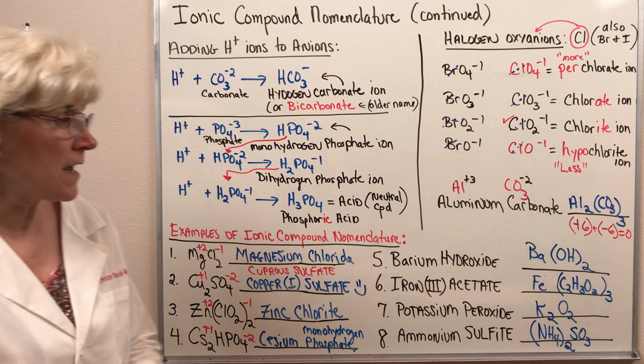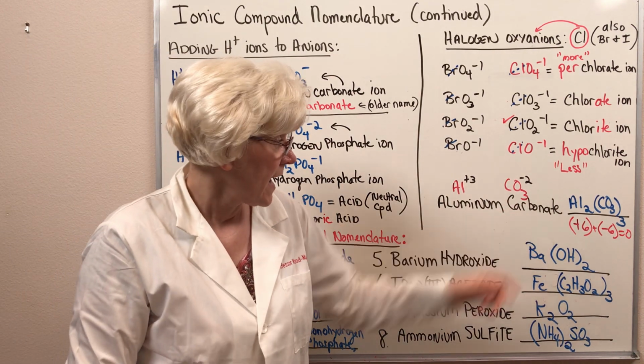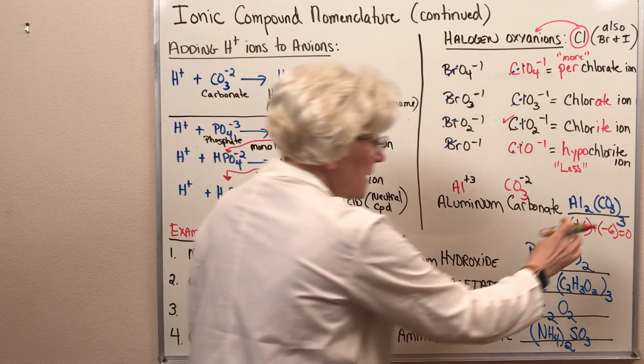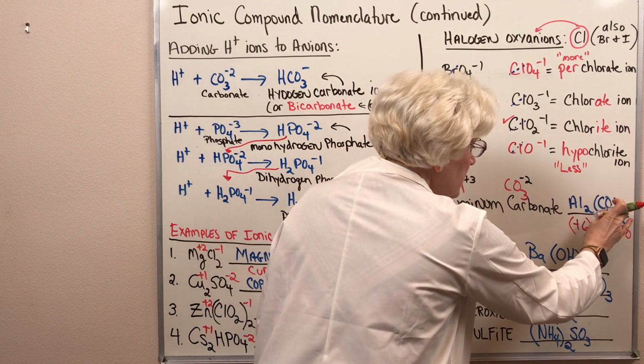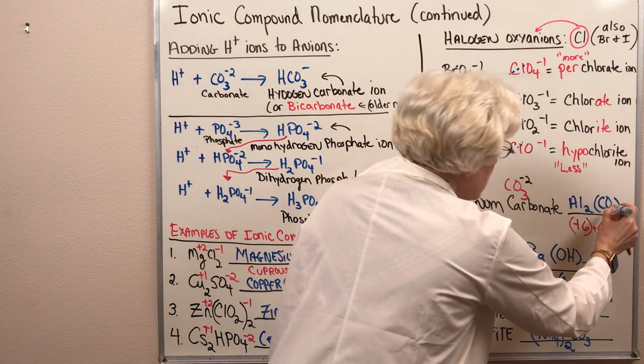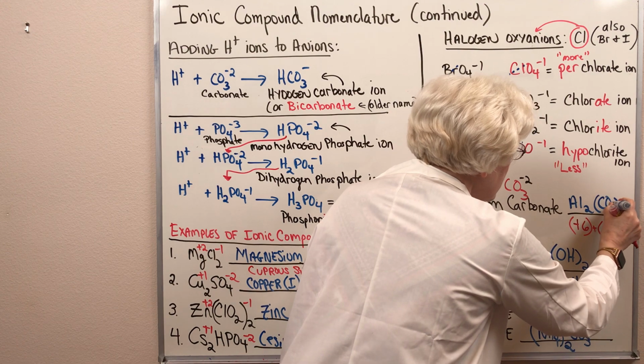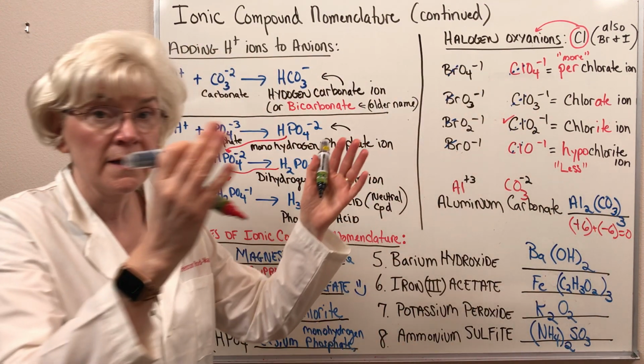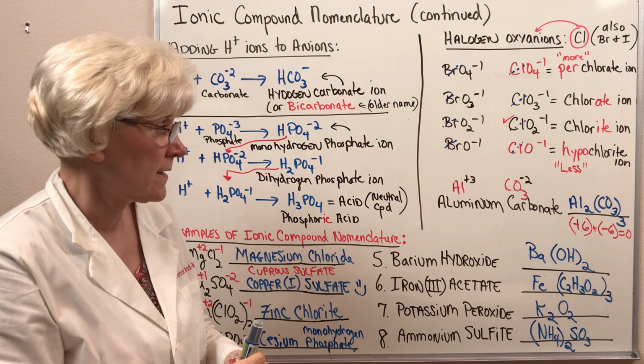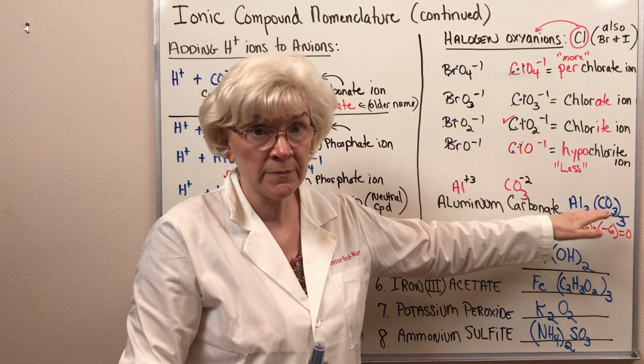So the formula of aluminum carbonate, Al2CO3, looks a little crowded here to me. Let's try that again. Al2(CO3)3, the formula for aluminum carbonate.